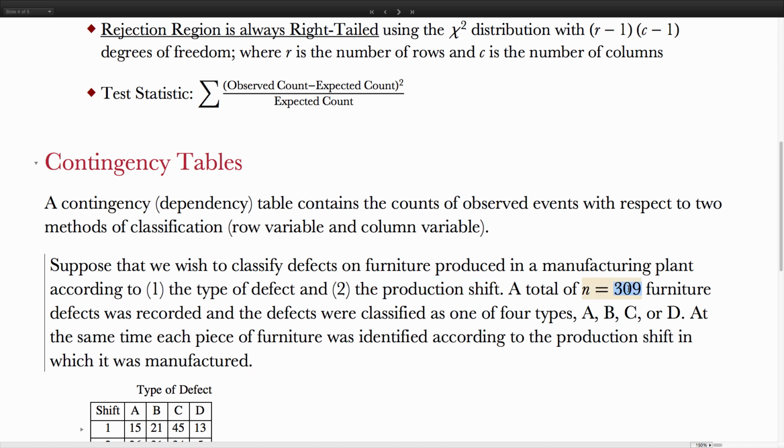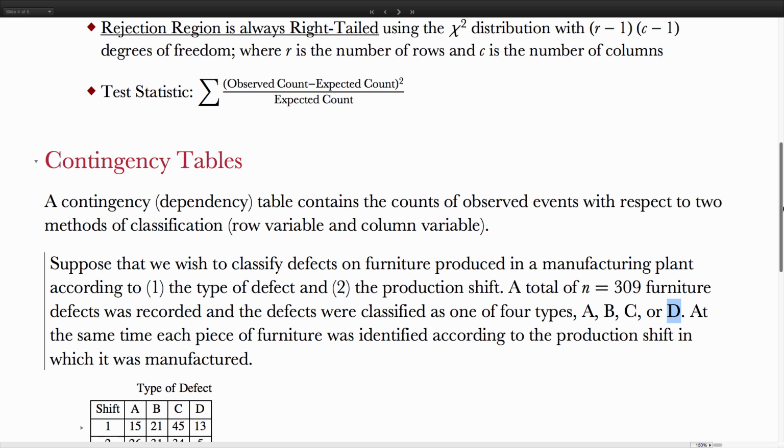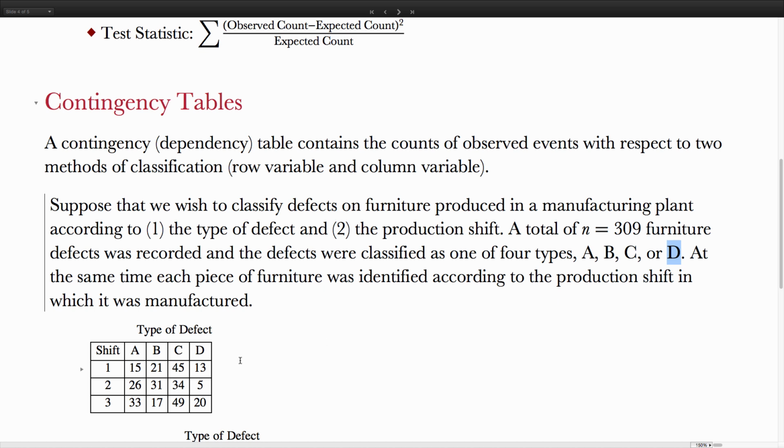So we pick 309 furniture defects, and the defects were classified as one of 4 types: defect type A, defect type B, defect type C, or defect type D. And at the same time, each piece of furniture was identified according to the production shift in which it was manufactured, whether it was manufactured in the first shift, in the second shift, or in the third shift. So here's a summary of this information. This is an example of a contingency table. Now the contingency tables that we're going to use are going to have a little more information than this, but this is really all we actually need to perform the test of independence.